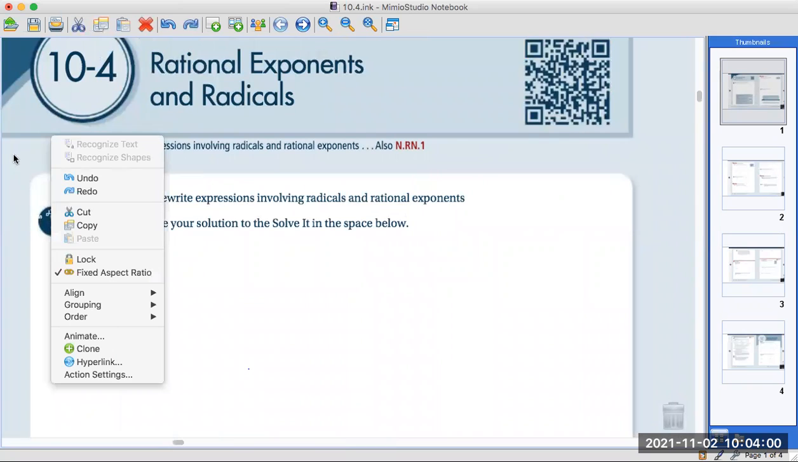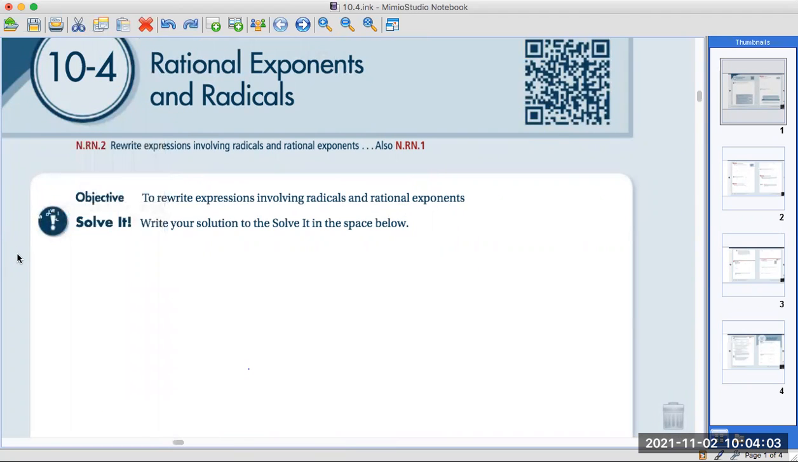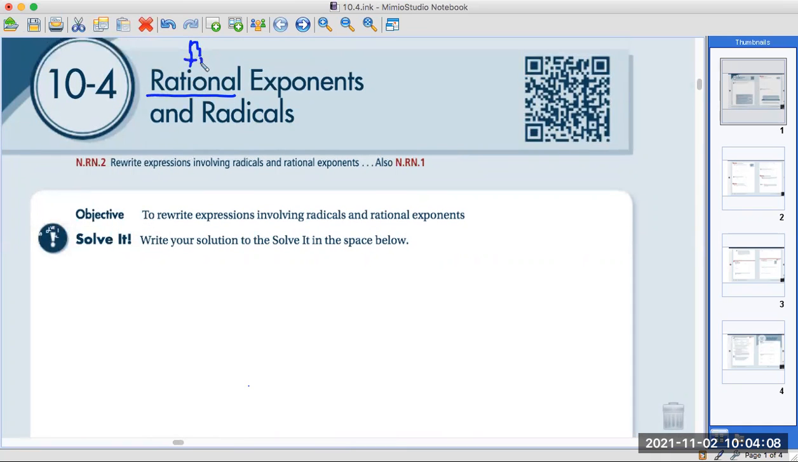So what a rational number is, a fraction, like a number divided by another number. Exponents is 2 to the power of 3. This is your exponent. And radicals are those roots. Usually we talk about square roots. So for example, the square root of 4 would be 2. But there are more roots than just the square root. So this is a lesson on the ones that are higher than the square roots.